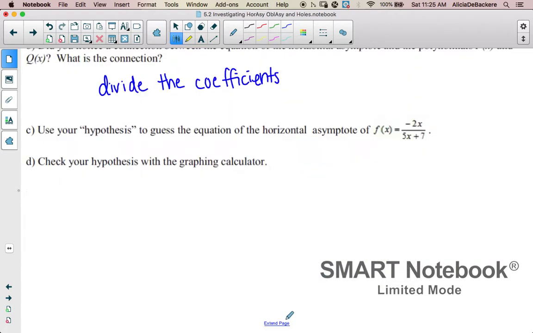So they've got me to make a guess here. I've got this guy here, the degree on the top is 1, degree on the bottom is 1. So I'm going to use my trick of dividing the coefficients to find the asymptote. I think it's -2/5. And then you can check that on Desmos.